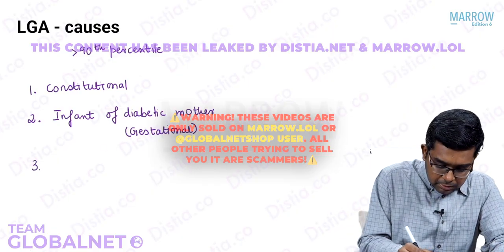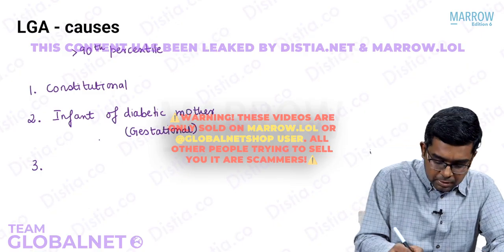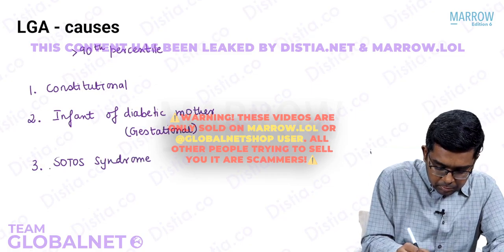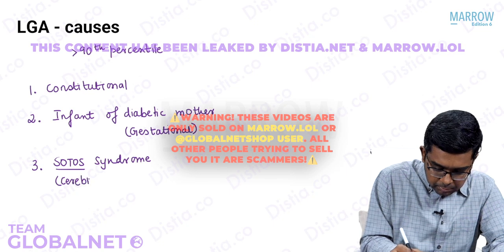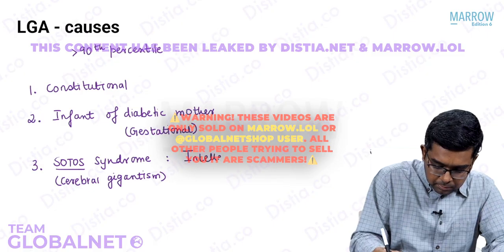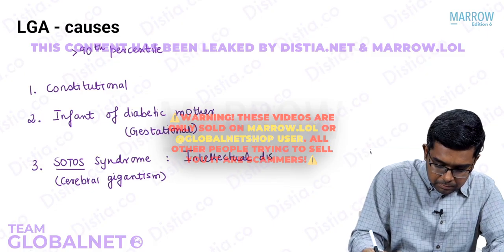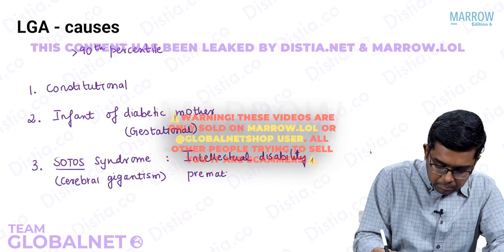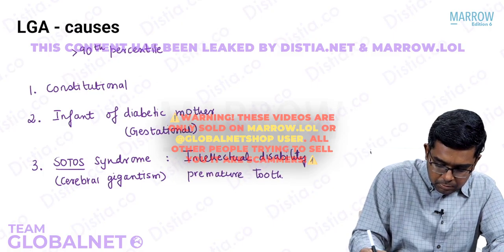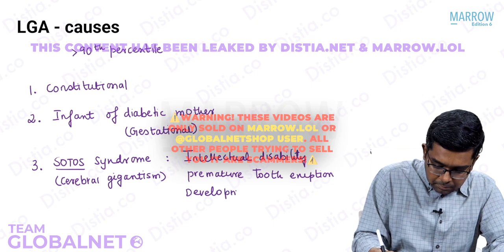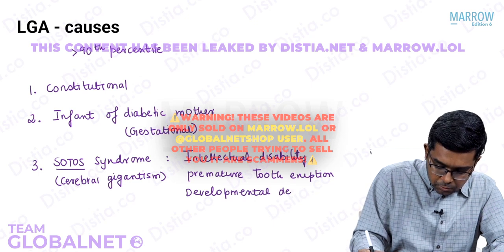Okay. Number 3 is a rare condition, but you should know it for your exams. It is called Sotos syndrome, which also goes by the name of cerebral gigantism, where the baby, in addition to appearing as an LGA baby, also has intellectual disability, premature tooth eruption, and developmental delay. These are the characteristic features of Sotos syndrome.